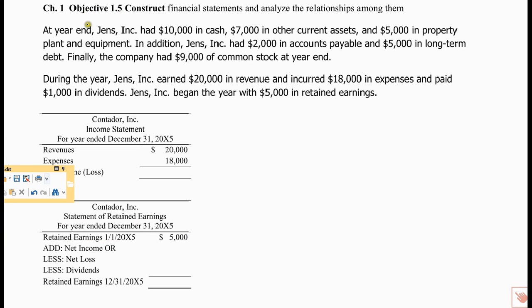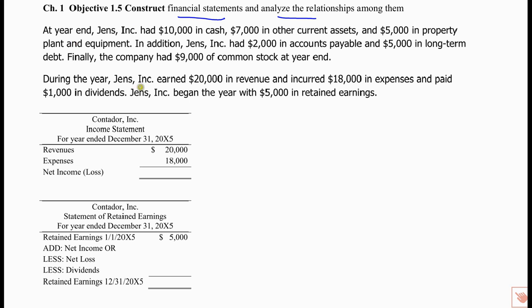1.5, which is constructing financial statements, analyzing relationships among them, which in part we've already done. But let's walk through creating a statement with some actual numbers. This is once again a skill that you need to carry with you throughout the entire course.